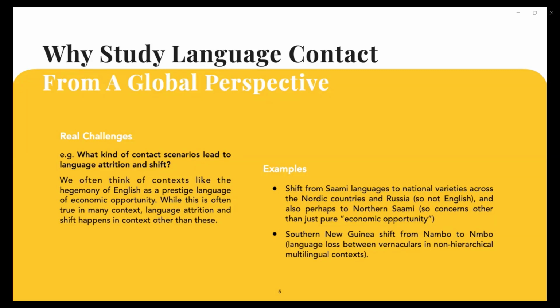Where I did my fieldwork in remote New Guinea, you had shifts from one vernacular language, Nambo, to another variety. So these are very close varieties, but you still find language loss between vernaculars with quite small numbers of people in quite non-hierarchical societies too. So if we do want to understand perhaps the deeper driving factors of why we have certain kinds of language change because of language contact, including attrition and shift, then we do need to study a variety of contexts and think quite critically about what might be driving the phenomena towards certain kinds of outcomes.